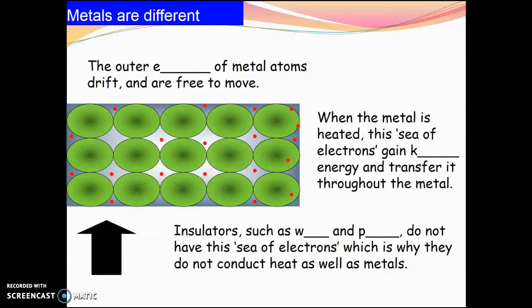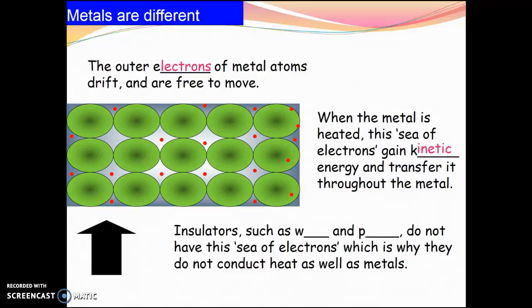So when we take a look at metals, metals are very, very good conductors of radiation, energy, heat, any of those. They're going to be very good conductors. And that is because the outer electrons of metals drift and are free to move. So they can move quickly. And when metal is heated, those electrons are going to gain kinetic energy, and that kinetic energy is going to move through that metal.